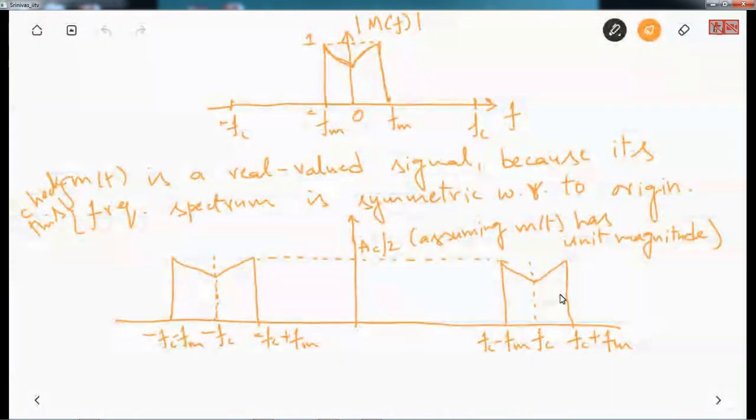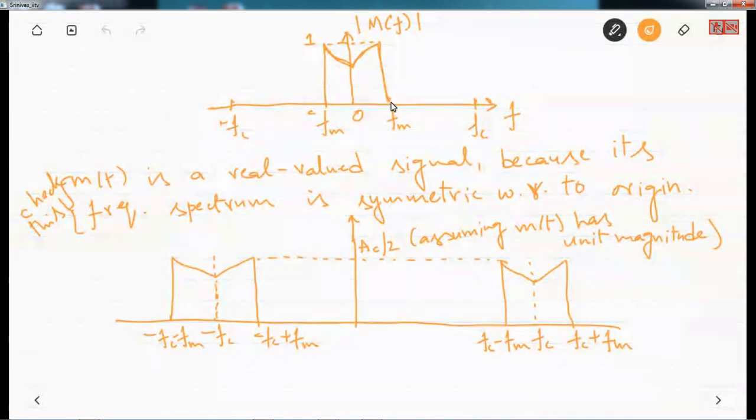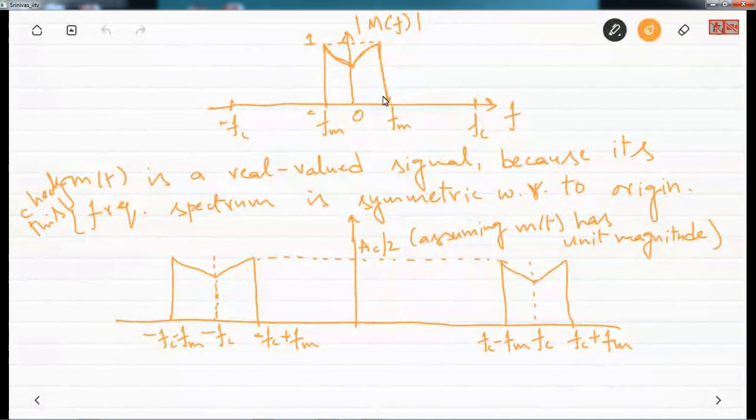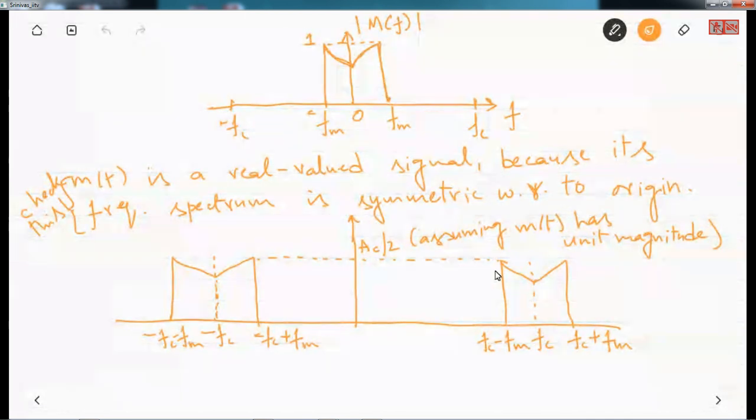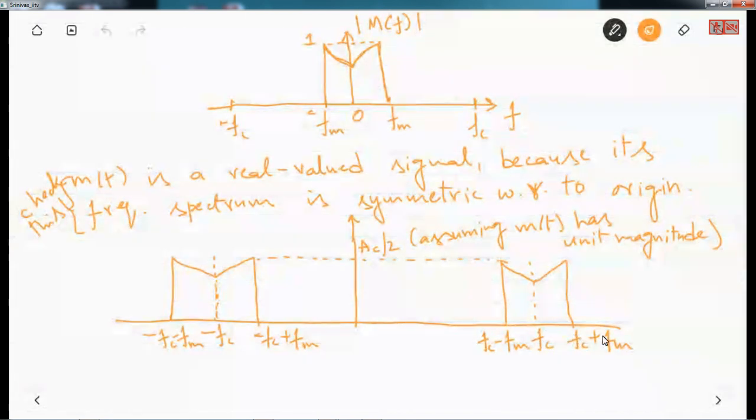So let's see here. After multiplication, what do we have? We have this as the original signal, right? This is our baseband signal or the message signal occupying frequency fm and minus fm. So its bandwidth is fm hertz, and then we multiplied that with AC cos 2 pi fct, and its amplitude got reduced, but in frequency it got translated to fc minus fm to fc plus fm, right?